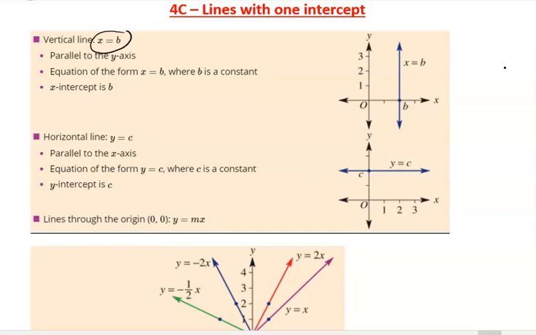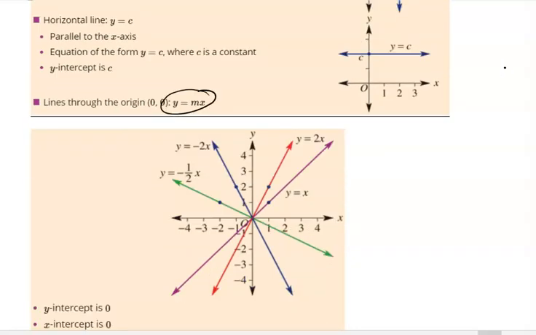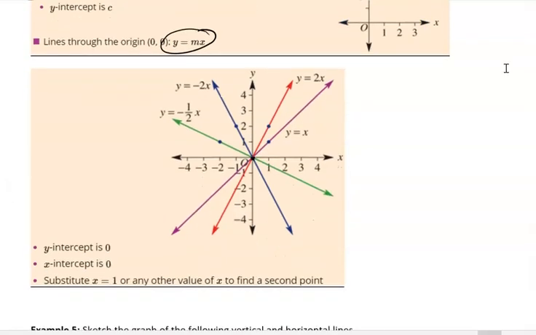And I'll show you something that goes through the origin, right through the middle. So it doesn't technically cross anywhere else except where the two meet. So the y-intercept is 0, the x-intercept is 0. And you can substitute x for 1, or any other value of x, to find any of the other points out here. So y equals 2x. I can figure out what that y-coordinate is from that.